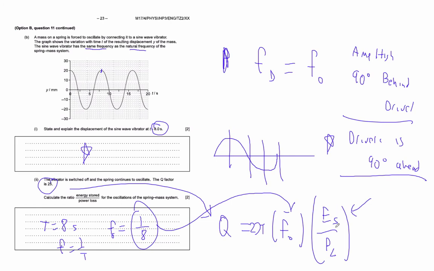Understand that this has units. The units will be joules divided by the power lost, which is joules per second. So this actually has the units of seconds, which is interesting, right? Since the other factor has the units of 1 over seconds, or hertz, the units just cancel out, right? Q is a unitless thing.